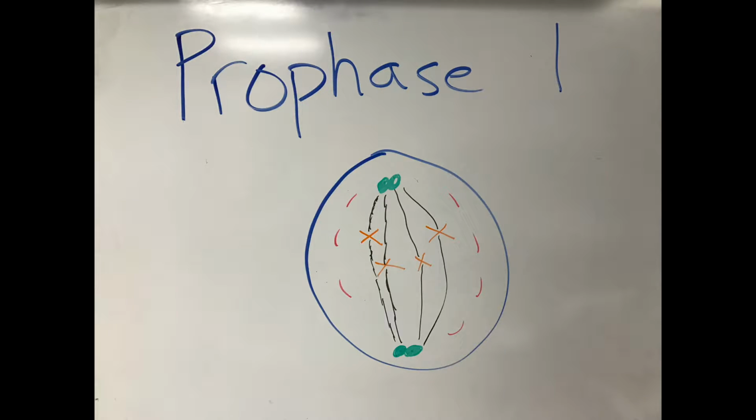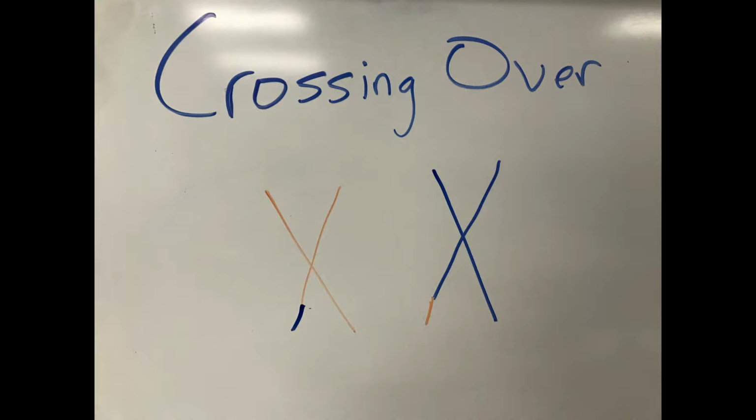After sex cells spend most of their lives in the interphase, the meiosis process begins with prophase 1. Prophase 1 is almost identical to prophase in mitosis. The nuclear membrane dissolves, centrioles move to the opposite ends of the cell, and spindle fibers form. The only difference between this stage in meiosis and mitosis is that crossing over occurs in meiosis in prophase 1.